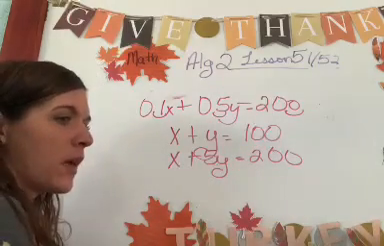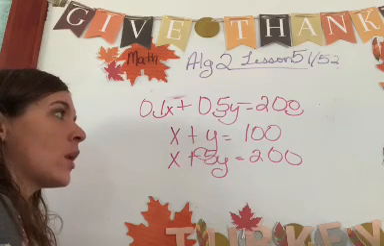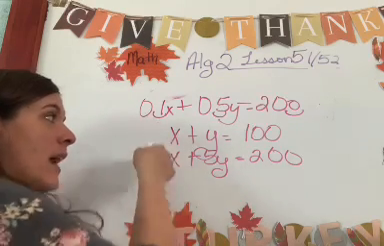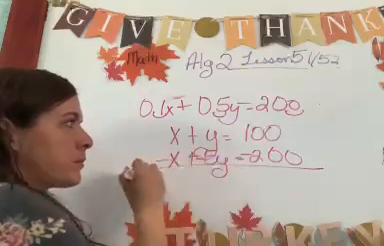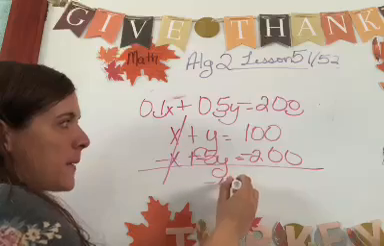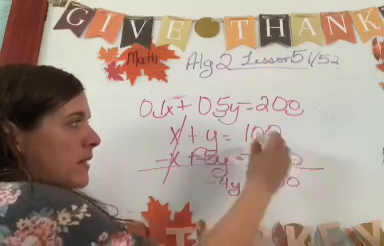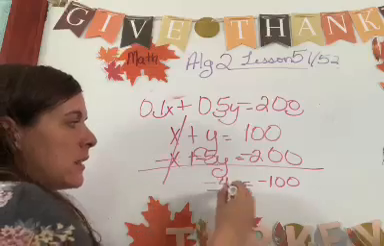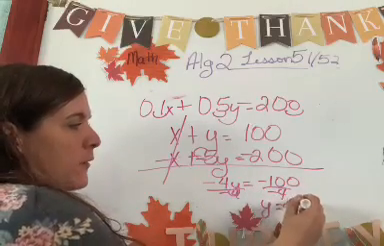Okay, and we're going to hope we do this right. Now you can do either substitution or elimination. I'm going to do elimination because you have the x and x right here. So I'm going to go negative x, negative 5y, negative 200. Cross out my x's. I got y minus 5y is negative 4y, equals negative 100, because 100 minus 200 is negative 100.